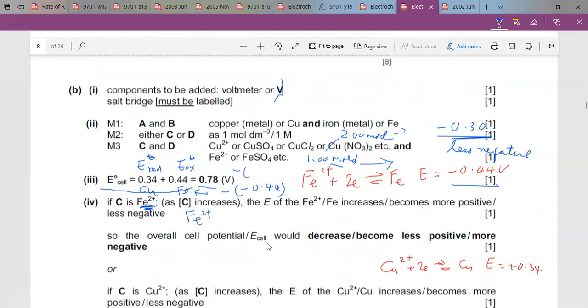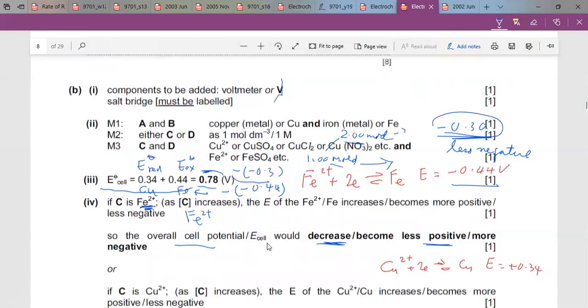So here now it's minus 0.3. So that means the overall cell will decrease, become less positive. Do you understand? Now that's the original. If you put two molar here, you go forward more. That means this becomes less negative because it's going forward more. Going backwards is of course negative, isn't it? Going forward now, so it becomes less negative.